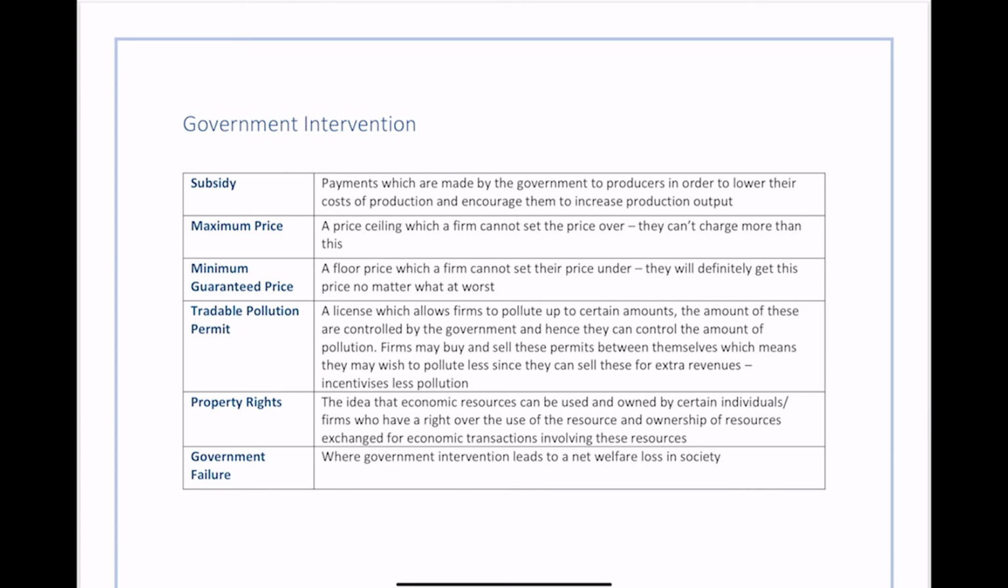So this is probably the easiest one out of all of them. Government failure is where government intervention leads to a net welfare loss in society. This is basically where the government steps in and does something, and as a result of whatever they did, it causes a bigger problem than there already was. So as a result of the government trying to step in to correct market failure or something like that, they actually cause even more failure, and that is known as government failure.